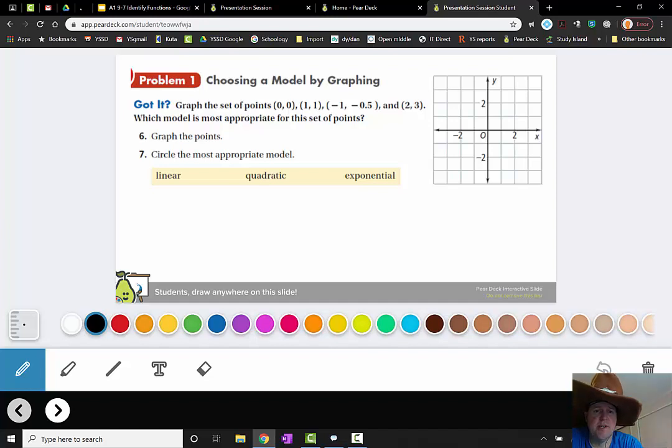So first thing is plot some points. 0, 0. Got it. 1, 1. Negative 1 with negative 1/2. And 2 with 3. Alright. So what do you got here? They don't exactly line up, right? Because this guy right here threw me for a loop. So it's definitely not linear. And quadratic, just not exactly sure there. So what we're going to start thinking about is, can we get to that exponential? So we're going to circle which one seems most appropriate.